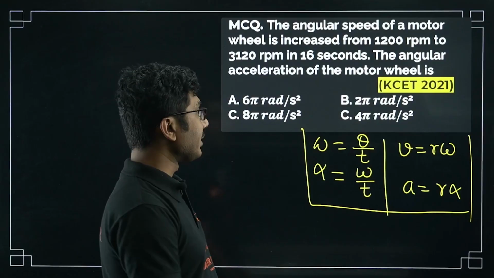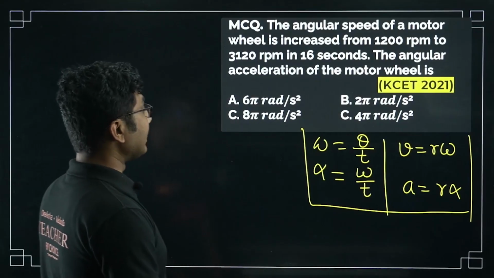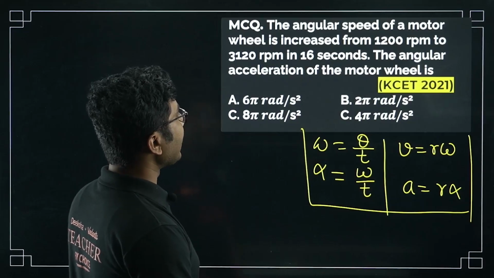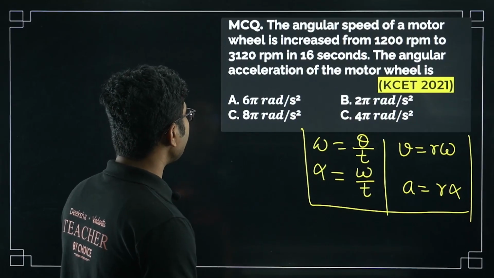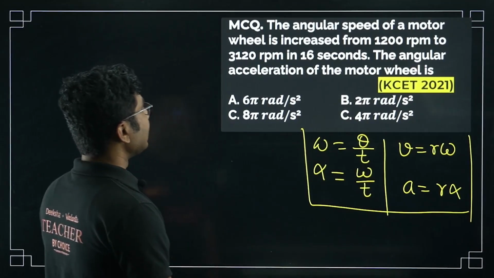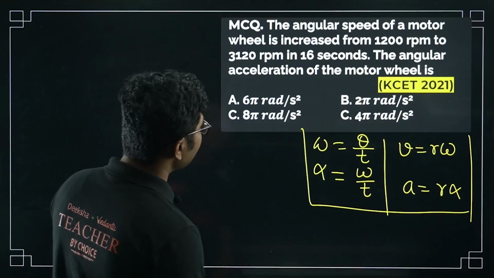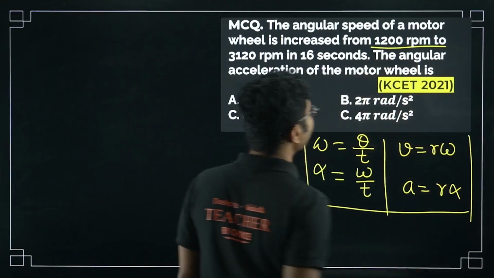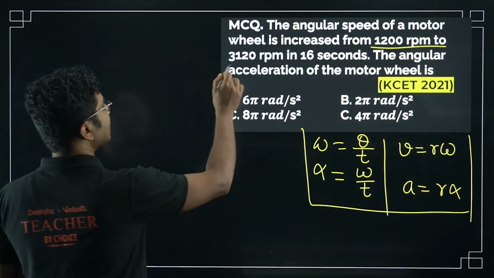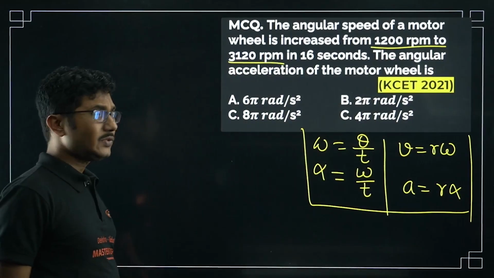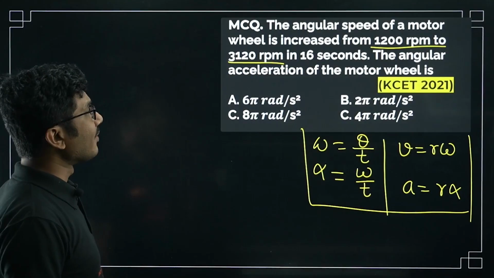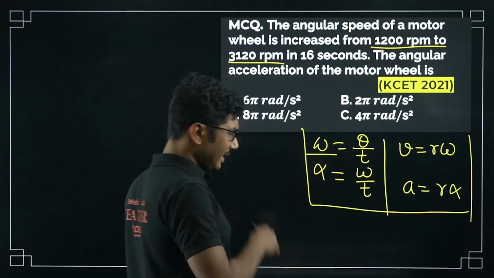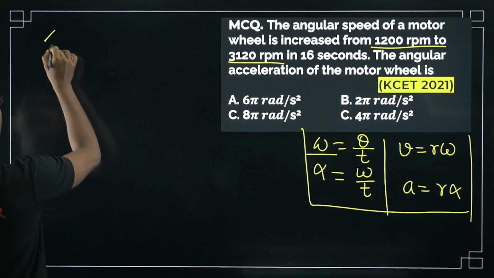It is from the 2021 KCET exam. The angular speed of a motor wheel is increased from 1200 rpm to 3120 rpm in 16 seconds. The angular acceleration of the motor wheel is? So obviously initial speed was 1200 rpm and final speed is 3120 rpm. Now what we have to do, we have to convert rpm into radian per second. So omega is radian per second. So what is delta omega in this case?